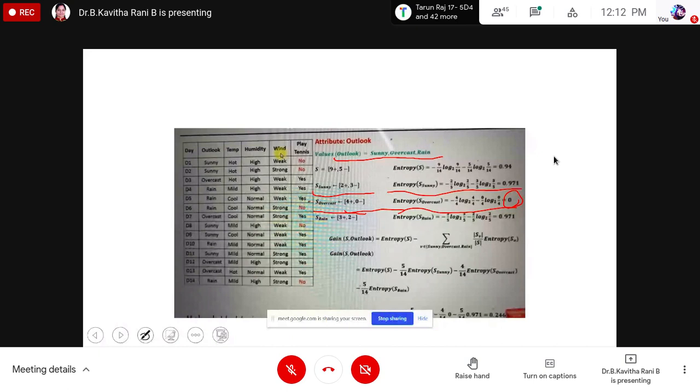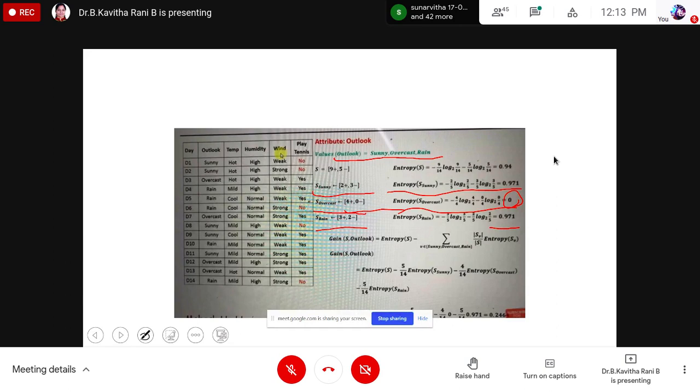Now in the same way calculate the entropy for rain. In the first column, outlook, rain has 5 values: 1, 2, 3, 4, 5, there are 5 rain. For that particular rain, based upon the play tennis column, there are 3 yes and 2 no. Now the entropy for that particular attribute outcome rain is 0.97. Put the values in the formula and you will get 0.971.